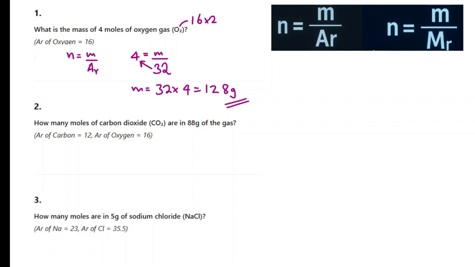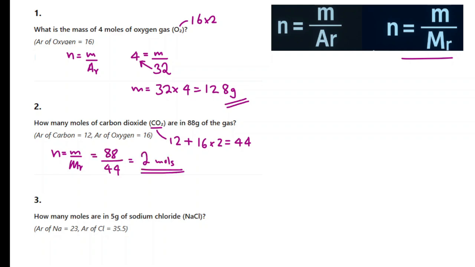For the second one, how many moles of carbon dioxide? So find Mr, because we know now we are going to go to this one. Mr is 12, add 16 times 2. That will be 44. That's the Mr. So n is equal to m over Mr and substitute. 88 grams divided by 44, the answer is 2 moles.